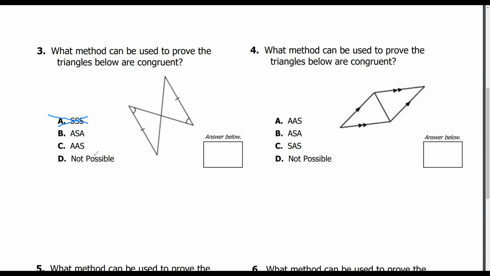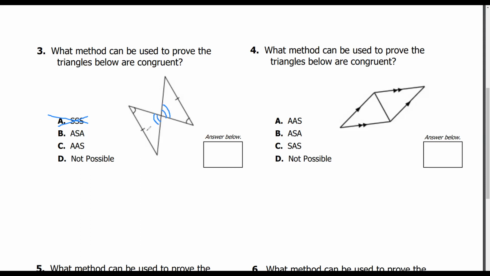So I'm trying to pick between not possible, angle, side, angle, or angle, angle, side. Well, if I was just to stop here, this would not be possible because I only have two pieces of information, not three. But is there something about the construction of these triangles that can give me another piece of information? There is. I have a vertical angle relationship here. And remember, vertical angles are congruent to each other. So anytime I see two triangles touching tips like this, if they're touching corners, that is a vertical angle relationship.